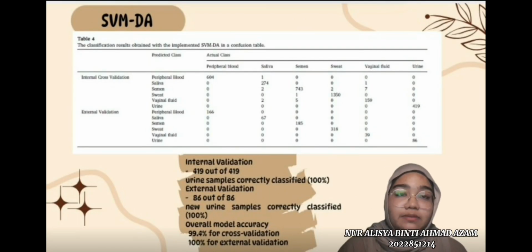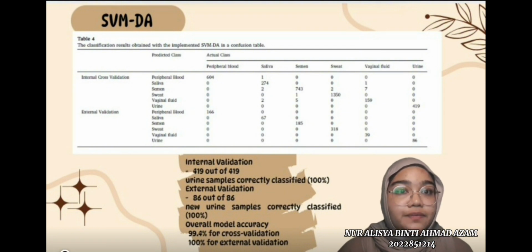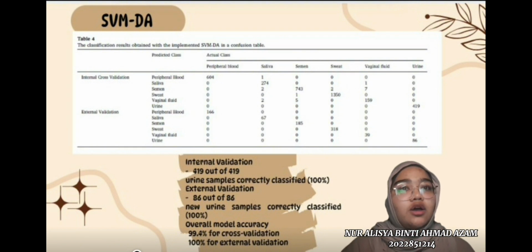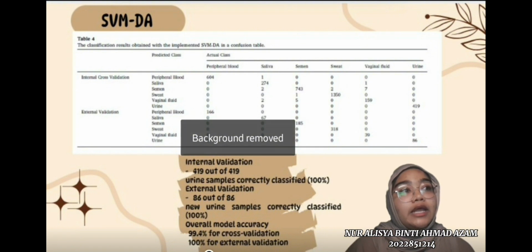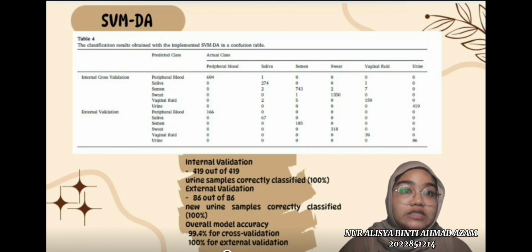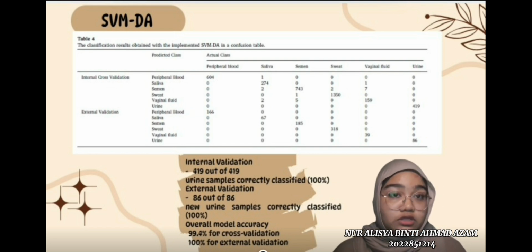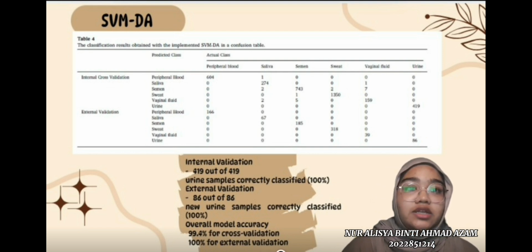Next, I'm going to talk about the SVMDA models, which are able to classify the urine accurately. We have two types of validation: internal validation and external validation. For internal validation, we tested on 419 samples of the training data, and the model is able to identify all 419 samples, which makes it 100% internal accuracy. We added 86 new samples for external validation, and all 86 new samples are identified by the model, also making it 100% external accuracy.